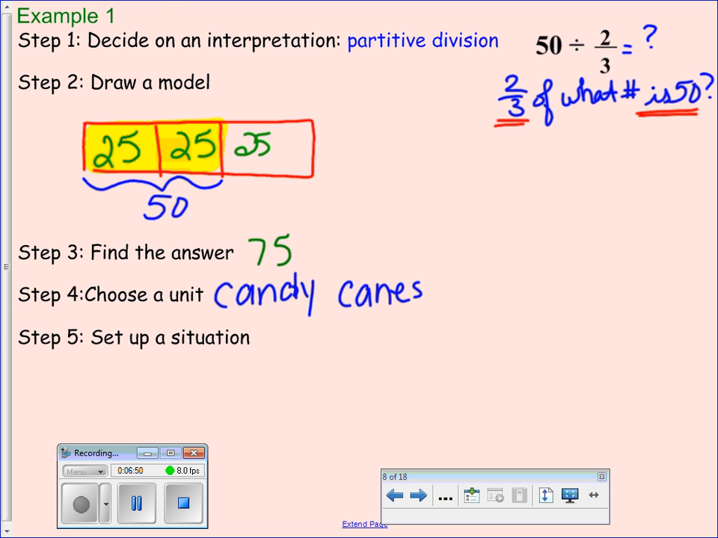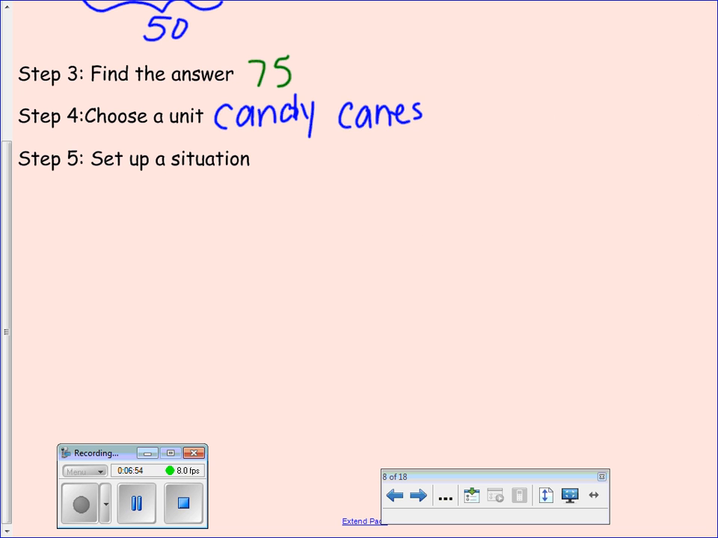Okay, I bought more than my husband did, so I think I win. All right, so now choose the situation.